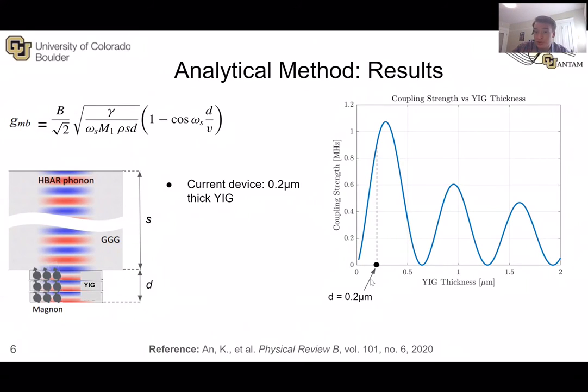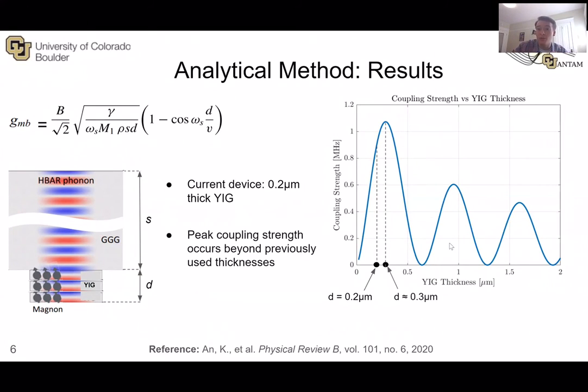And 0.2 micrometers, as we see, falls around here on the plot, which is not at the theoretical max coupling strength. So that means there's room for us to increase the thickness of YIG. And we want to increase it to about 0.3 micrometers, because that's where the max coupling strength occurs. And we don't want to increase it too much because then it will fall off drastically. But if we do increase the thickness to about 0.3 micrometers, we will potentially see an increase of 18% in coupling strength. Which is great, but this method requires many simplifications.